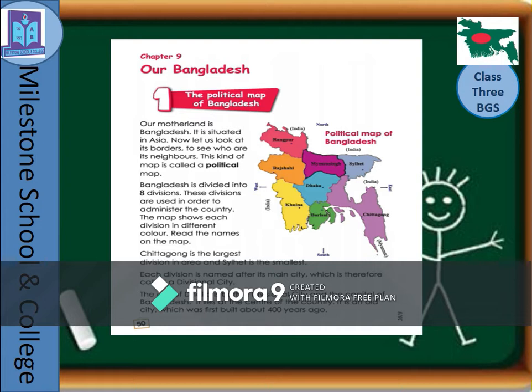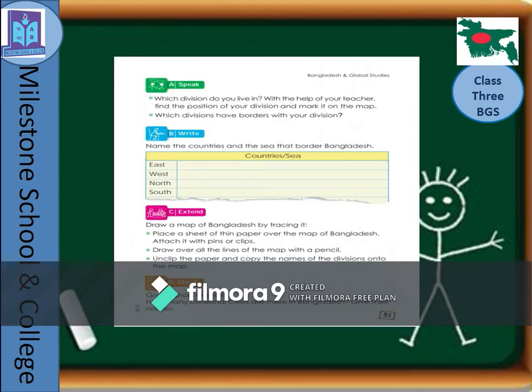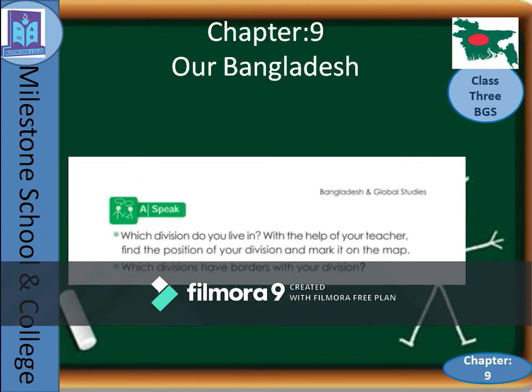Okay, now let's go to page number 51. Here we have to do our book activity. On this page we see there are 4 sections: Section A, B, C and D. First of all, we would like to discuss section A.